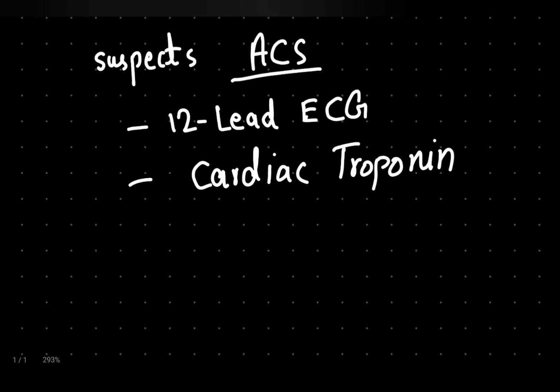Cardiac troponin is basically a serum marker of myocardial injury. We will obtain the ECG within 10 minutes and we will not delay it, because it is very urgent and necessary when we suspect acute coronary syndrome with chest pain.